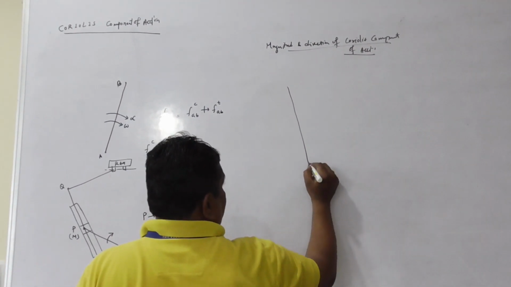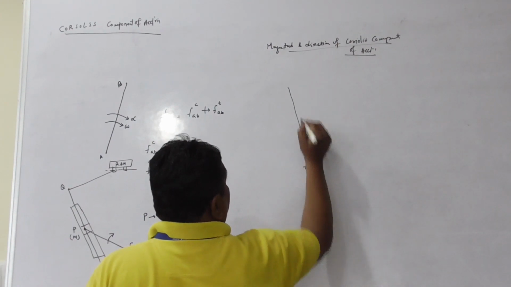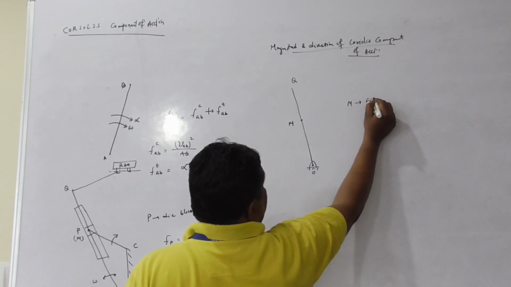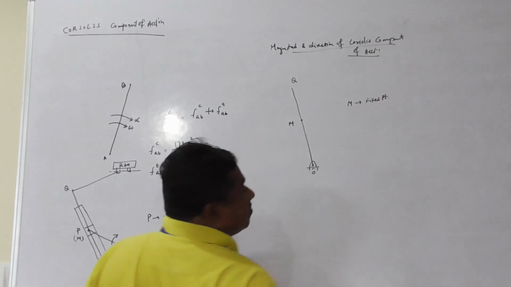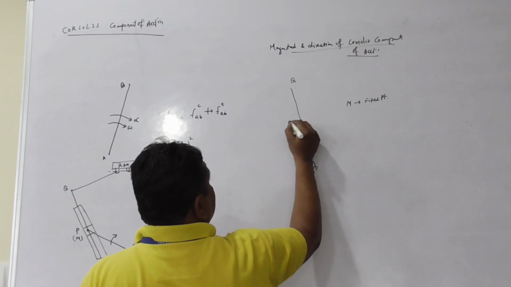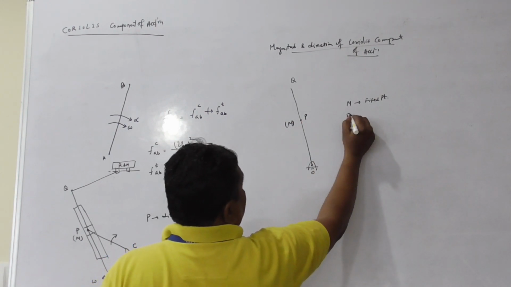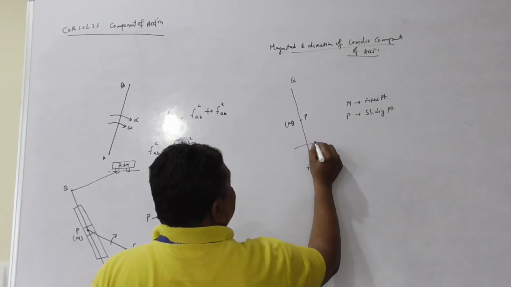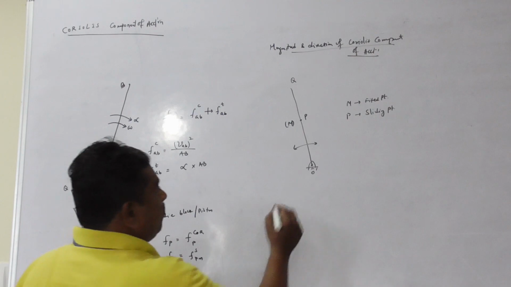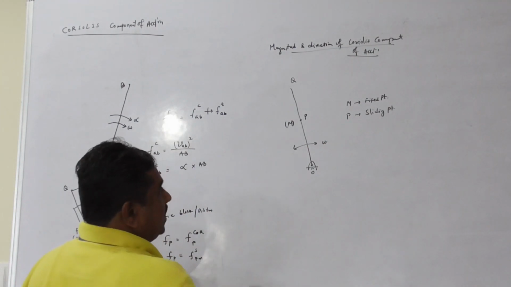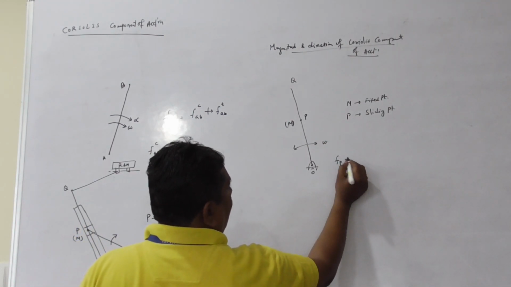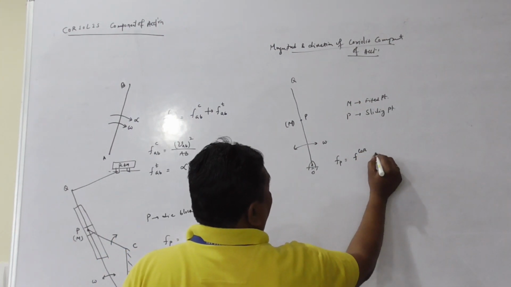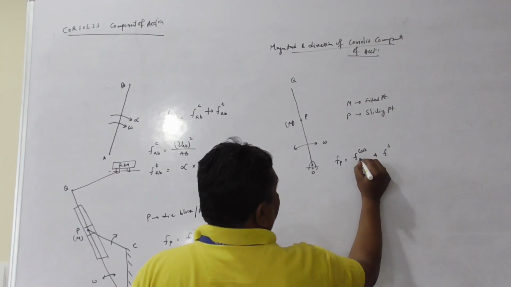Consider a link OQ. M is a fixed point and P is a sliding point. As the slotted lever oscillates with an angular velocity of omega, then the sliding point P will have two components of acceleration. One is the Coriolis component and another one is the sliding component.